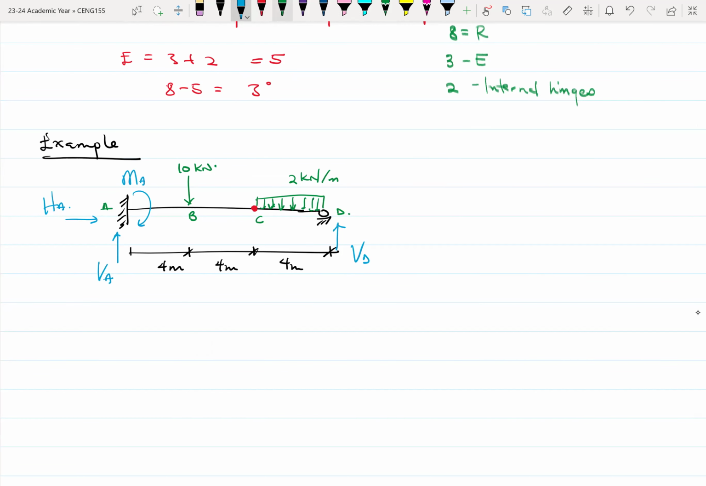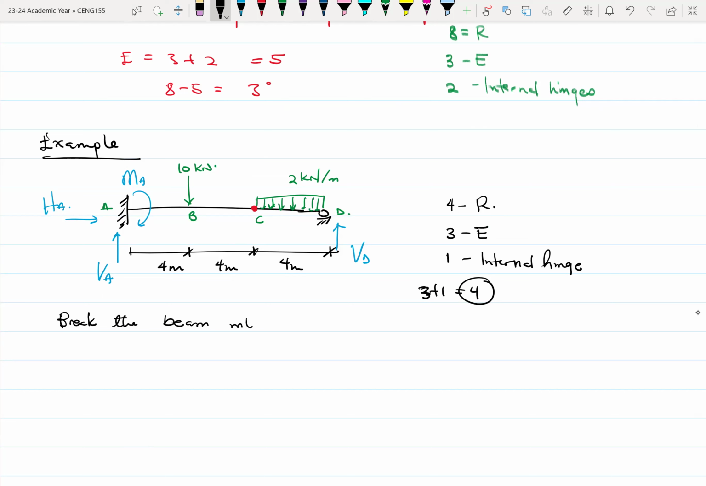So again, our unknown reactions will be what? 4. Our equations will be 3, and then we have 1 internal hinge. Okay. So by virtue of that, we have 3 plus 1 equals 4. And that means that since our total equations equal our reactions, this particular beam is statically determinate. Okay. So to analyze such a beam, we break the beam into 2 parts. Okay. And we break it at the internal hinge location.